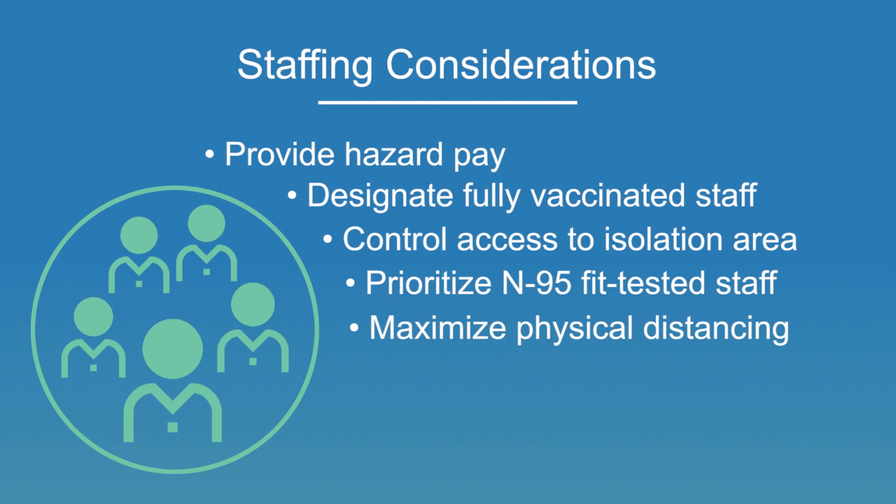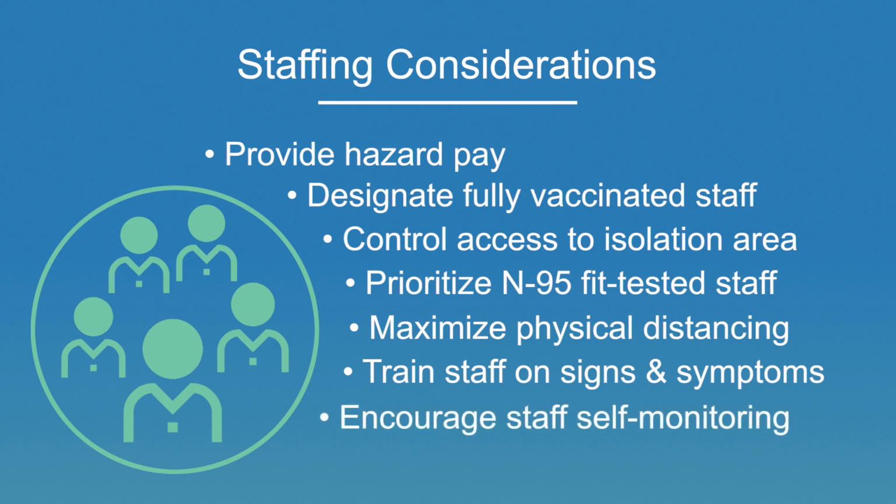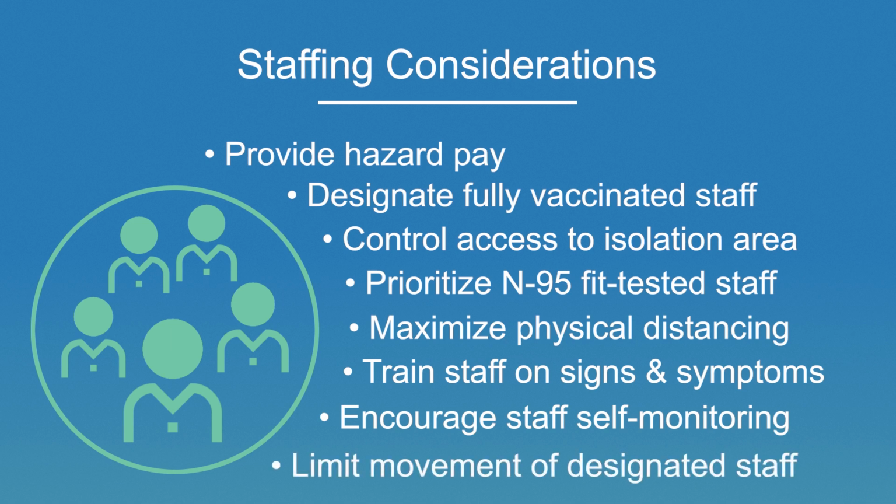Maximize physical distancing while supporting residents with non-contact service delivery, for example. Train staff on signs and symptoms of contagious illnesses. Encourage self-monitoring for symptoms, and encourage staff to stay home if they are ill. Limit the movement of isolation-designated staff within other parts of the building.